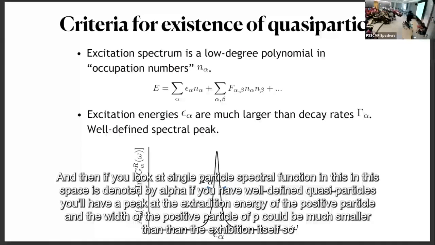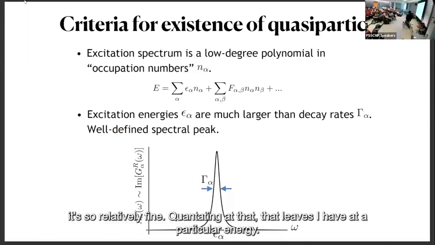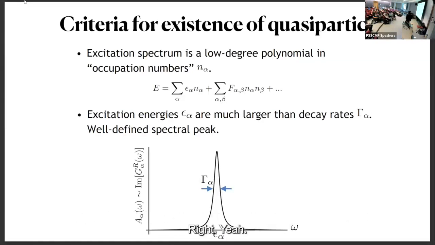And then if you look at the single particle spectral function in this basis denoted by alpha, if you have well-defined quasiparticles, you'll have a peak at the excitation energy of the quasiparticle, and the width of the quasiparticle peak will be much smaller than the excitation energy itself. So it's a well-defined quantity that lives at a particular energy.